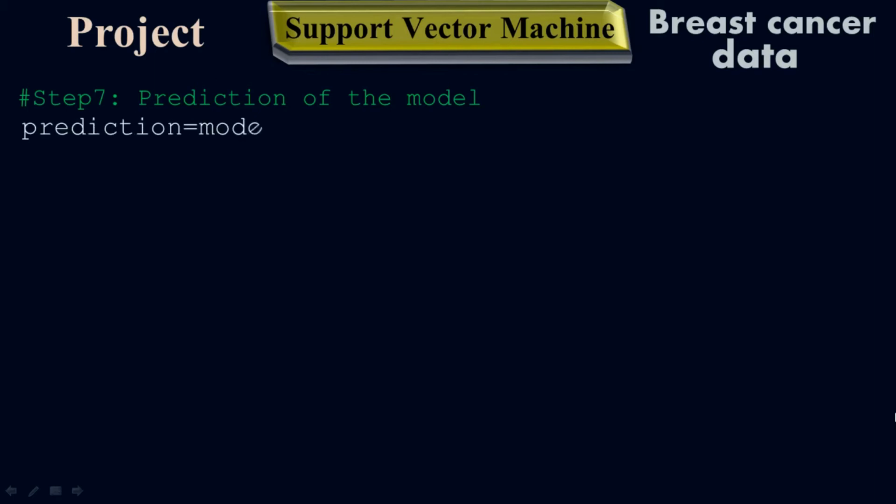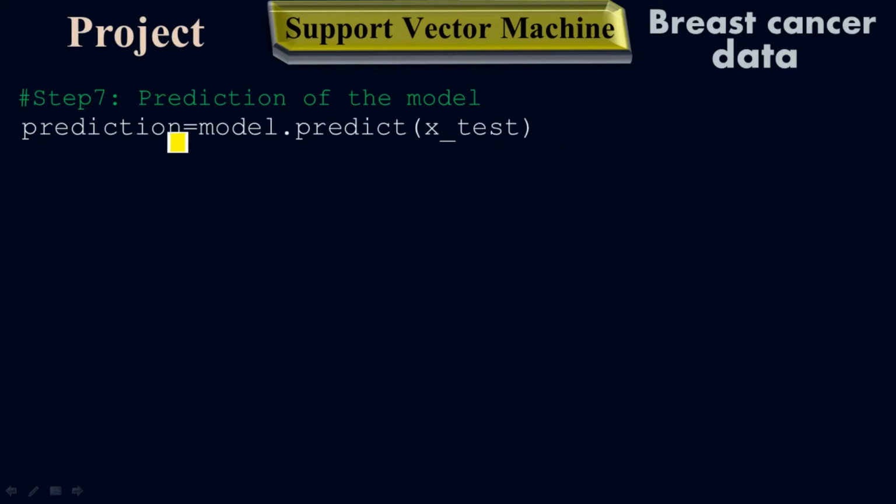So we can write prediction equals model.predict of x test. Look, we have x test data and y test data. I'm picking only x data here. So prediction equals model.predict of x test. Remember, for both the x test and y test, we have 40% data. So I'm picking here only the x test.